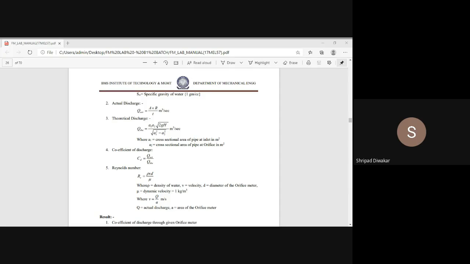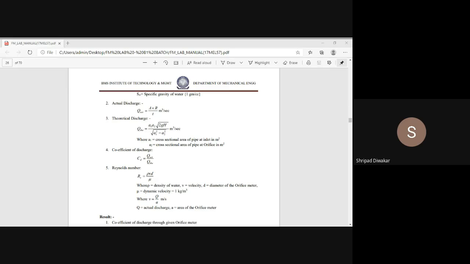Okay, suppose you got the answer, no? Reynolds number, how much you got? Can you tell the answer? One second. So rho value, density of water, rho value is 1000. Velocity is Q actual by A. That's why I said, just tell the answer. I want Cd and Reynolds number. Only two readings, two answers.